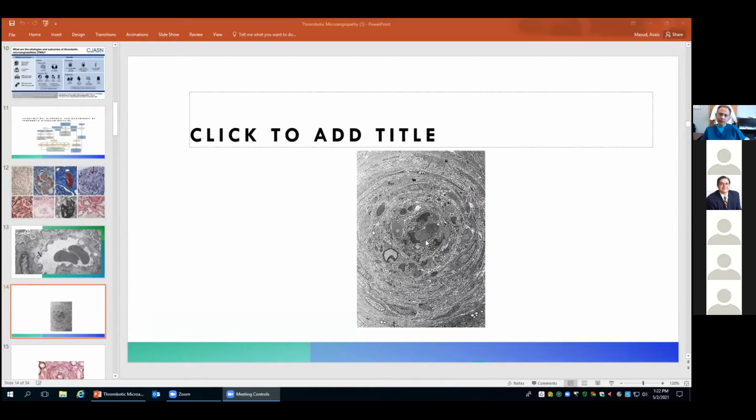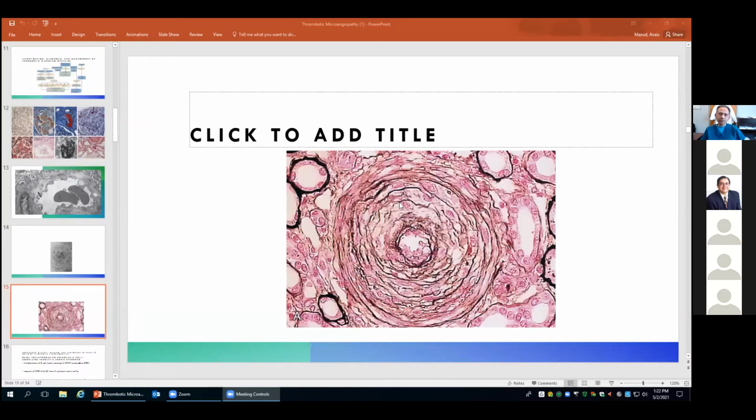Look at the arterioles: all the lumen is narrowed, nothing much left, a very, very small lumen. This big artery, again, shows proliferation of the intima and a very small lumen.